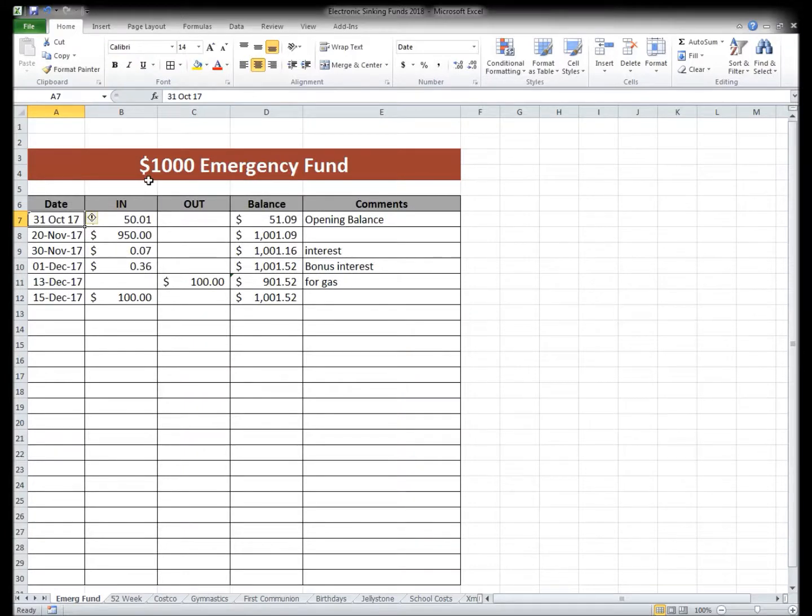So the first one you see here is the $1,000 emergency fund that Dave Ramsey says to save. So you'll see starting in October, I put in what our opening balance was. We had fully funded it by November. Then we had to use some. Then I took out 100, then I put back the 100. So we're fully funded again. So this is just to show what our emergency fund looks like.